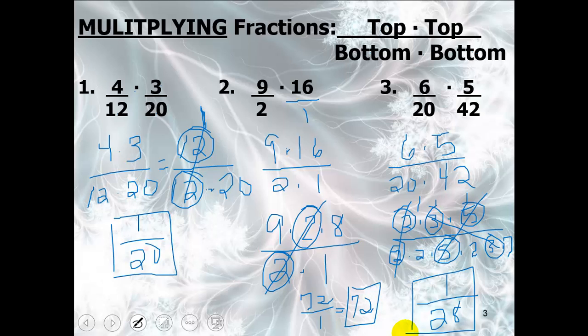You could have also noticed that the reasonable numbers in the numerator, or the smaller numbers, help you decide how to factor 20 and 42. Because 20 is nothing more than 4 times 5, and 42 is 6 times 7. So then you could have canceled your 5's and your 6's and got to the same answer quicker. All right?